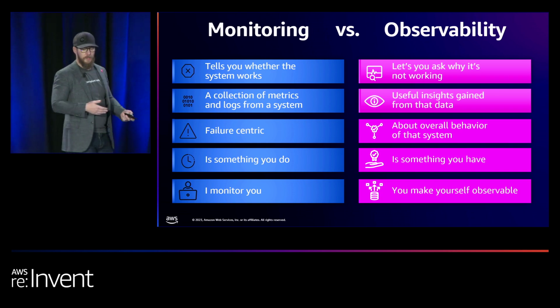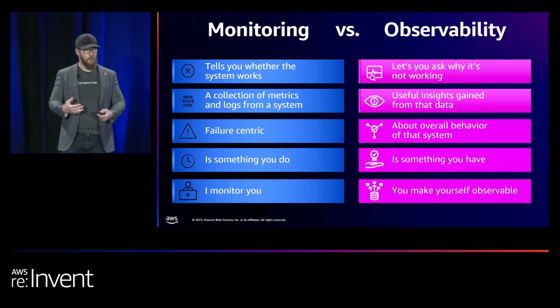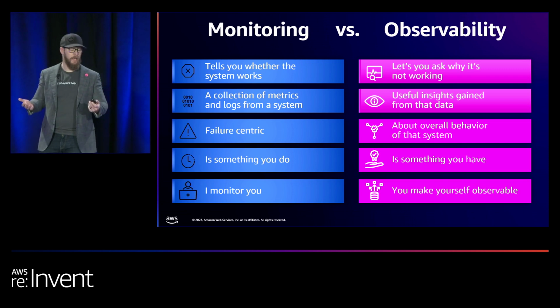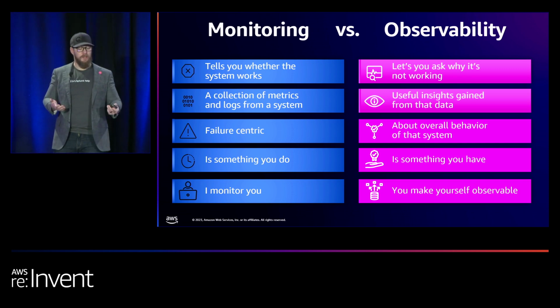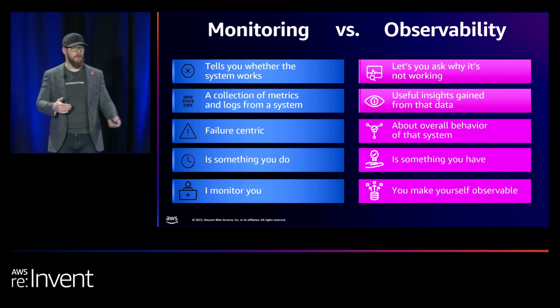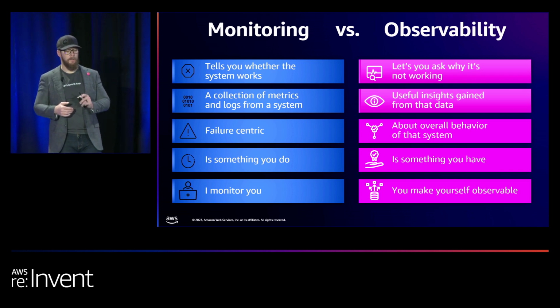Whereas observability is kind of the opposite of that. It's a measure of how things are performing, and it lets you know why it's not working. It's not what, but why. Or it's what and why, rather. Useful insights from those data. So not just that the data is telling you what went wrong, but you're able to see the context of the first point of failure, the root cause, and get to MTTR faster.